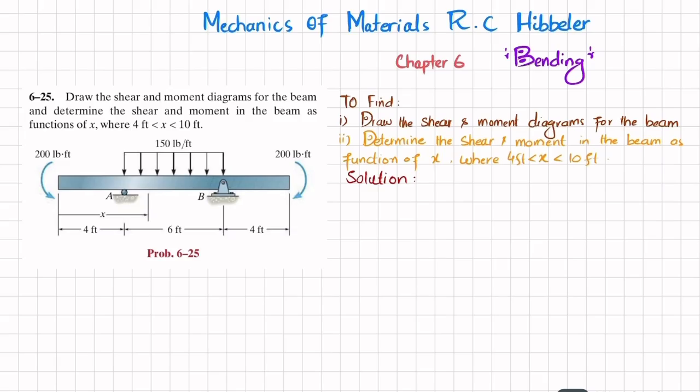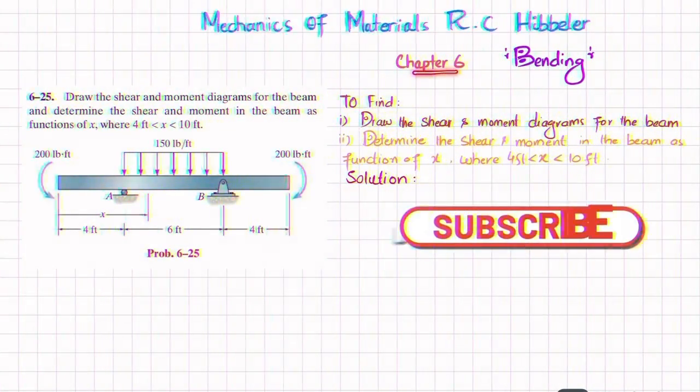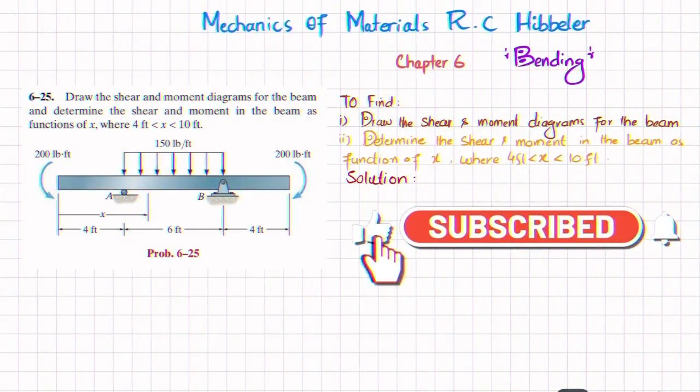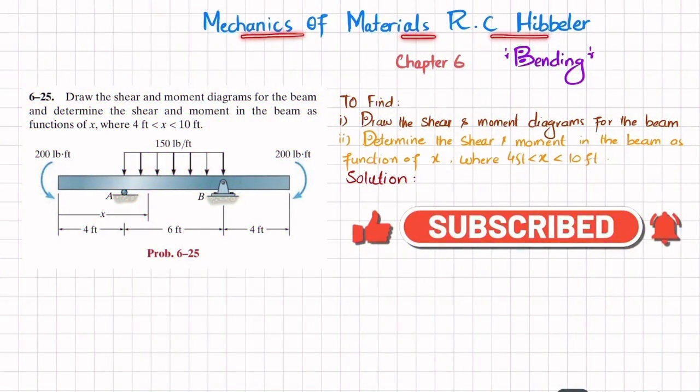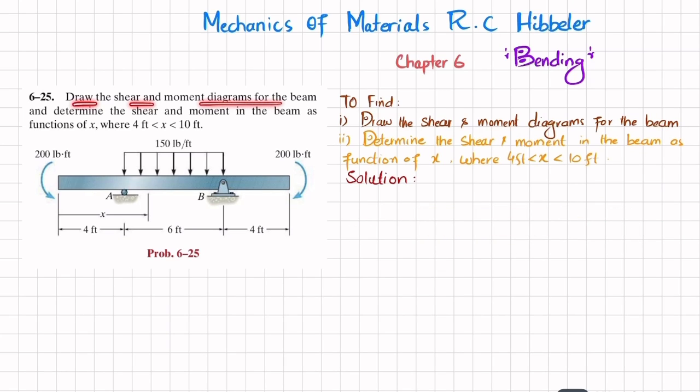Welcome back. In this video, we are going to solve problem 6-25 that is taken from chapter number 6, Bending, and the book name is Mechanics of Materials by R.C. Hibbeler. So the statement is: draw the shear and moment diagram for the beam and determine the shear and moment in the beam as a function of x, where x is greater than 4 feet and less than 10 feet.